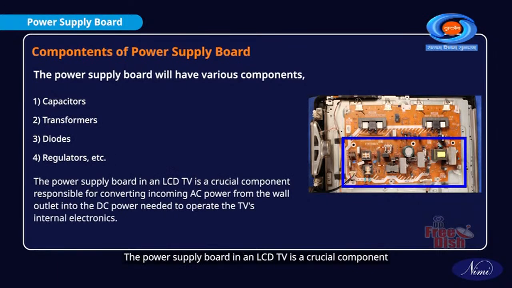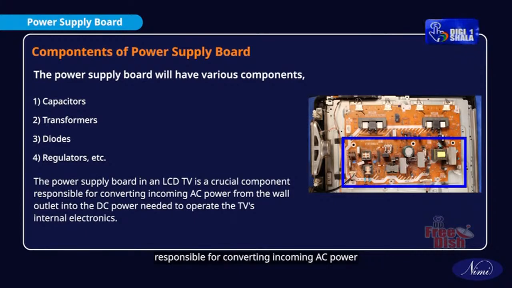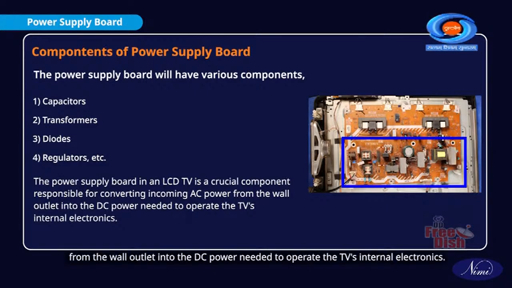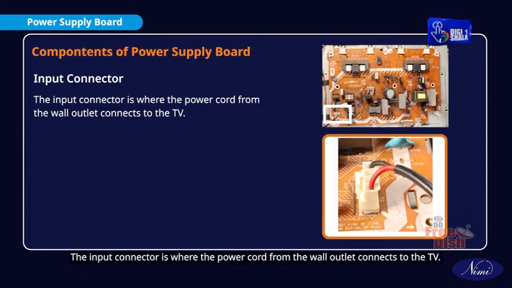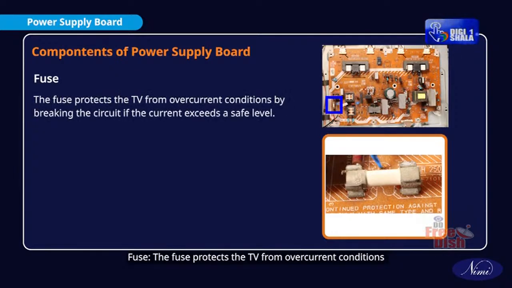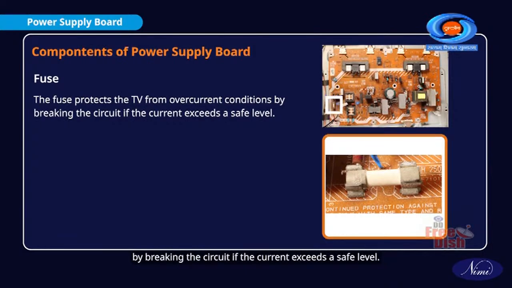The power supply board in an LCD TV is a crucial component responsible for converting incoming AC power from the wall outlet into the DC power needed to operate the TV's internal electronics. Input connector. The input connector is where the power cord from the wall outlet connects to the TV. Fuse. The fuse protects the TV from overcurrent conditions by breaking the circuit if the current exceeds a safe level.